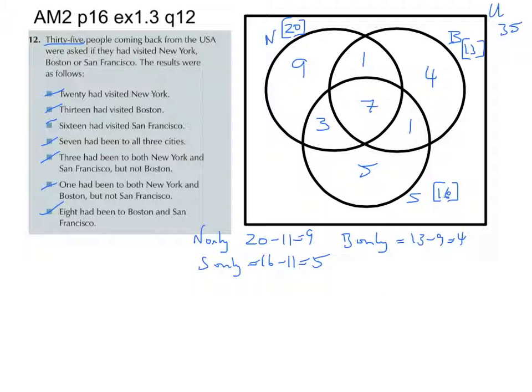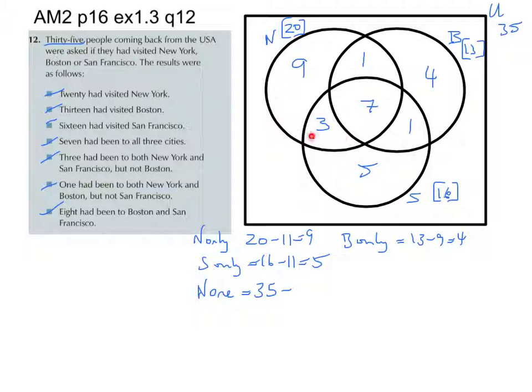Lastly, to find out how many people didn't go to any of these 3 cities, we have to say, well, there's a total of 35 people asked. If we add up these 7 numbers here and take it away from 35, we're left with how many people didn't go to these 3 cities. So none of these is going to be 35 minus these 7 numbers.